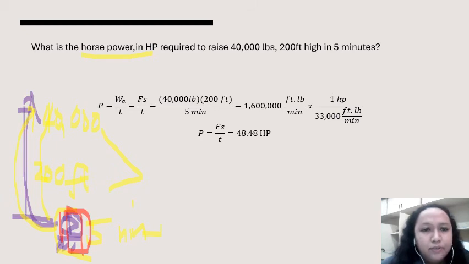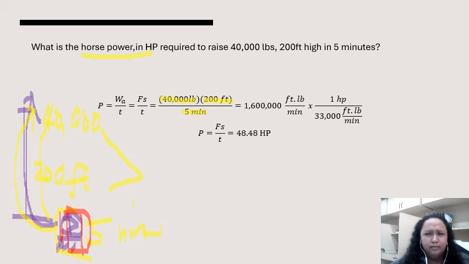Okay? So first, we need to compute for that. We all know that the power is equal to work over time. And the work is equal to the force times the distance, either the vertical distance or the horizontal distance, depending upon the orientation of the force. Since our force is upward, that is also vertical. So, what force do we need? In pound force, class. So, 40,000 pound force. That is our force. 40,000 pounds times 200 feet over the 5 minutes.